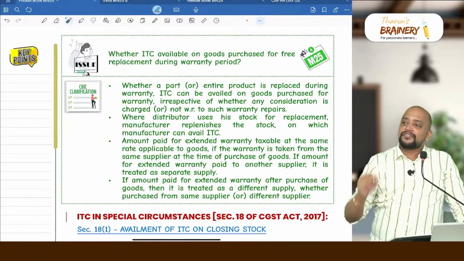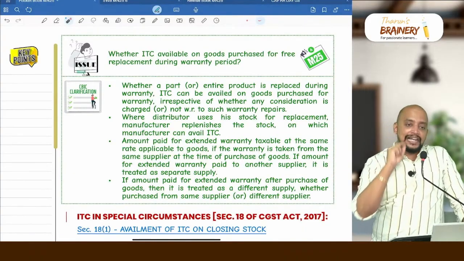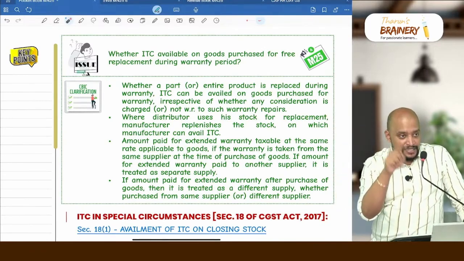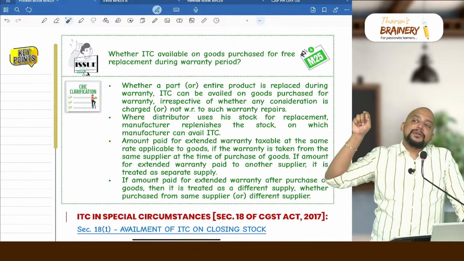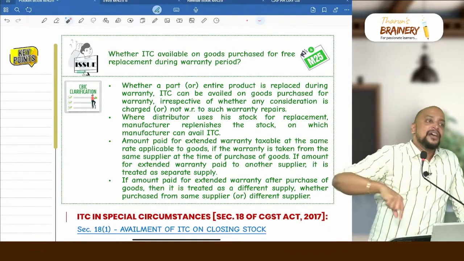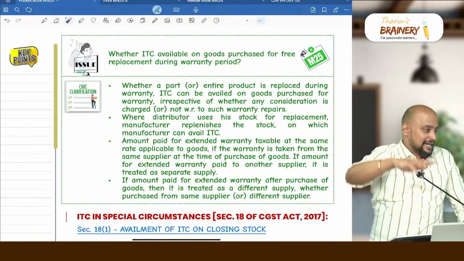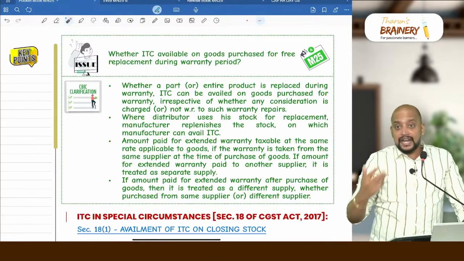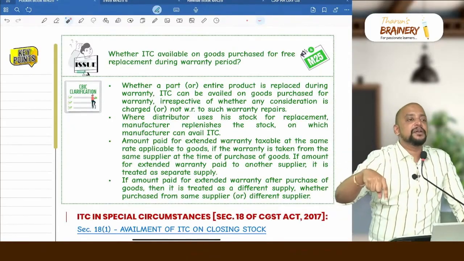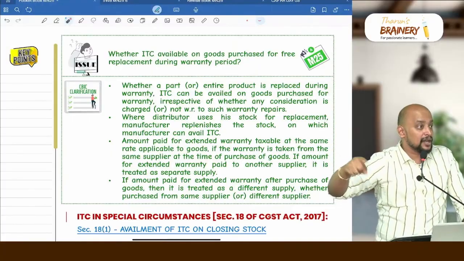In case of TV, never buy the warranty like that, because the rate of GST applicable on TV will be 28% and usually warranty rate will be 18%. If you buy the warranty at the time of purchasing the TV, on that warranty they will levy 28%. Is that clear?